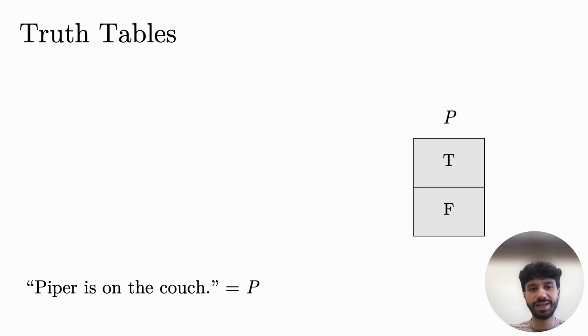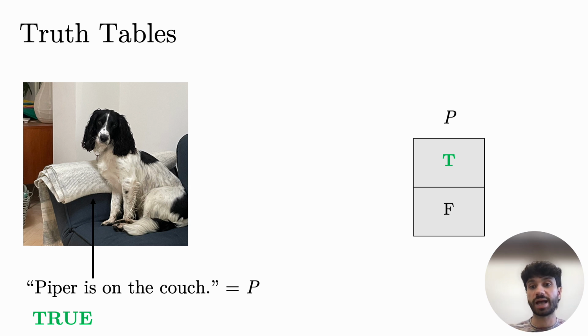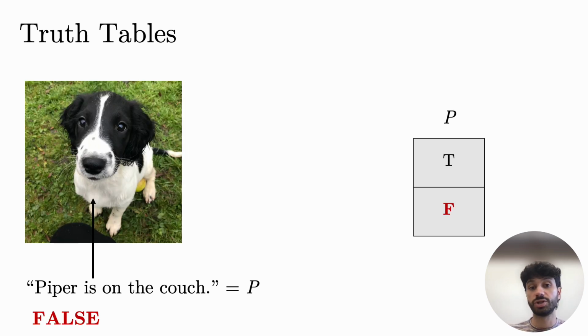Well, again, it's not a trick question. There's just two truth values. The sentence can be true or it can be false. Right? It's true when Piper is actually on the couch, as in this picture, or it's false when she's not on the couch. Okay, so here we have P can be either true or false.